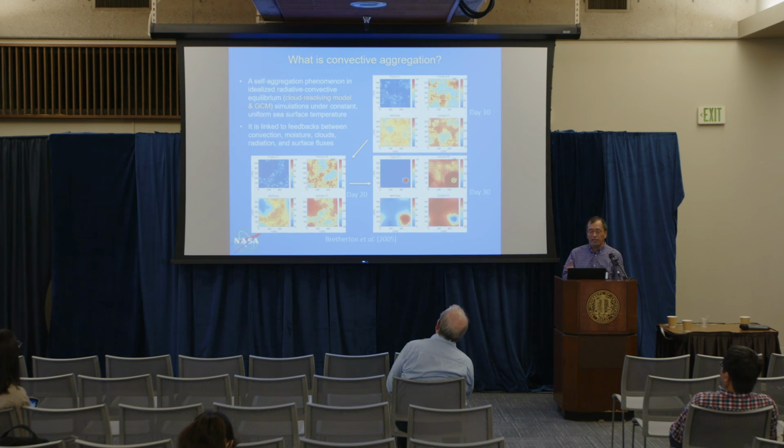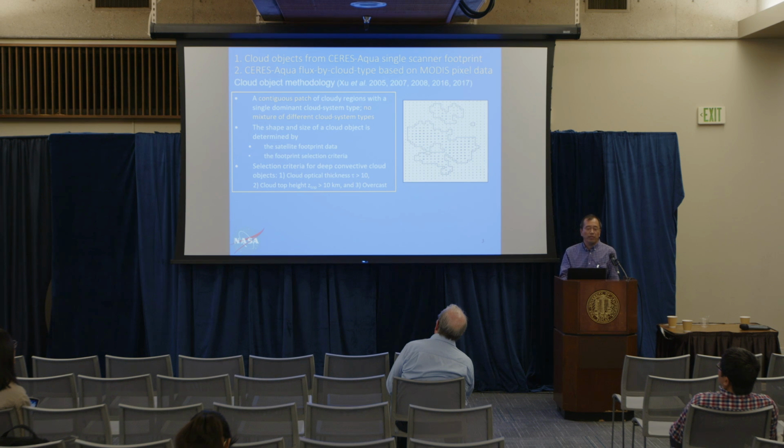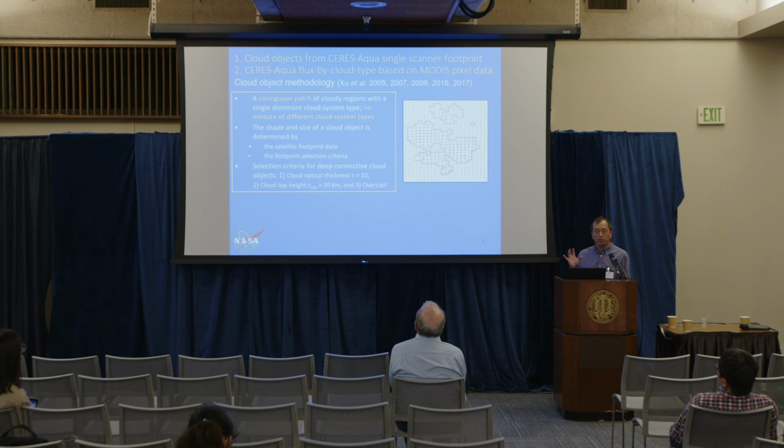They don't show the cloud properties inside the simulations. So what I'm interested in is looking at the less aggregated state, like day 10 versus day 50, to see how the in-cloud properties change between the two states. So basically I use two different products. One is called Single Scanner Footprint, from the CERES project on the Aqua satellite. That product I basically use to produce something called cloud objects. You select some region with the same properties, and the shape and size are determined by the satellite footprint data and the selection criteria.